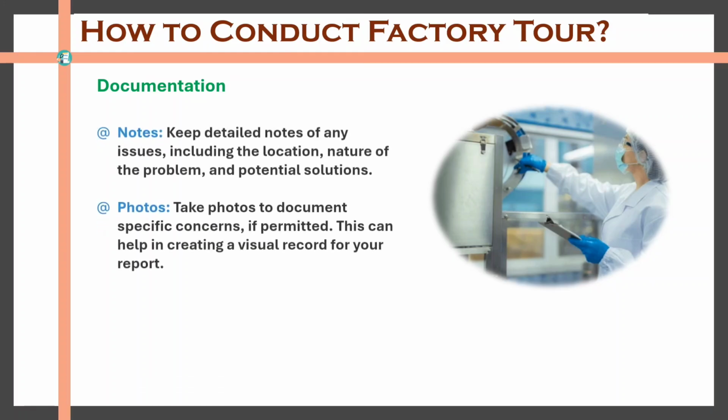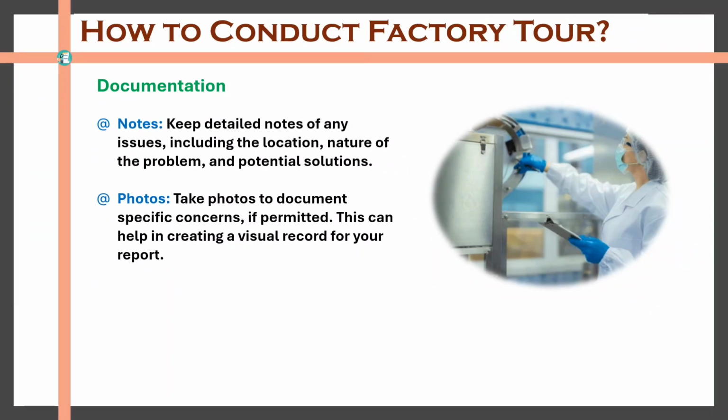Next major part to cover in the factory tour is documentation review. Notes: keep detailed notes of any issues, including the location, nature of the problem, and potential solutions. Photos: take photos to document specific concerns if permitted. This can help in creating a visual record for your report.